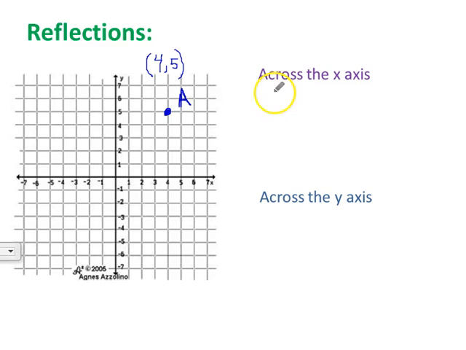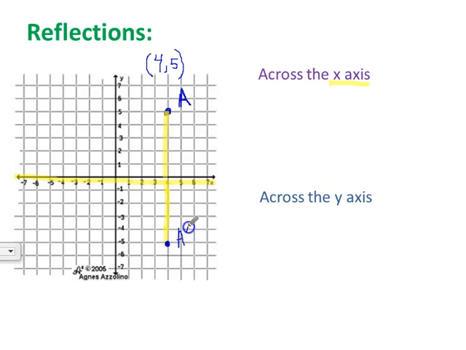And first, let's reflect this across the x-axis. So remember, our x-axis is our horizontal axis, so it's this axis here, the x-axis. And when we reflect something across an axis, our x-axis is our line of symmetry. And I mentioned this before, the point needs to be the same distance away from the x-axis on the other side. So here we're 1, 2, 3, 4, 5 units away. So 1, 2, 3, 4, 5 units away, it needs to be on the other side.